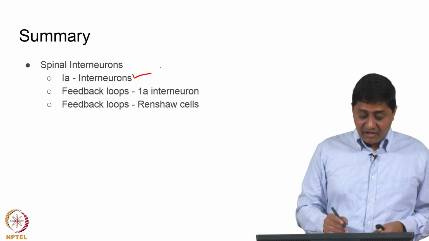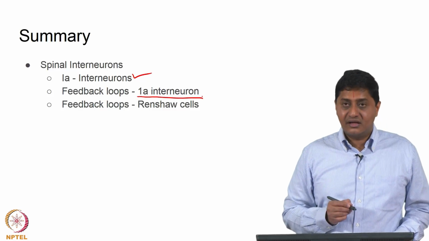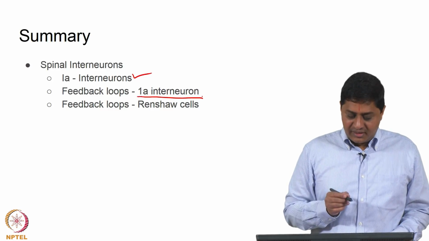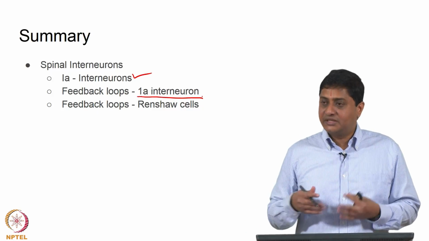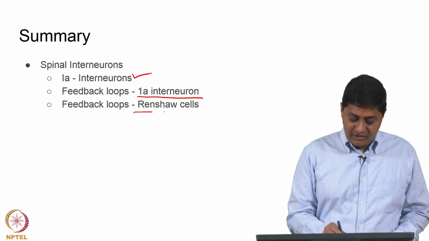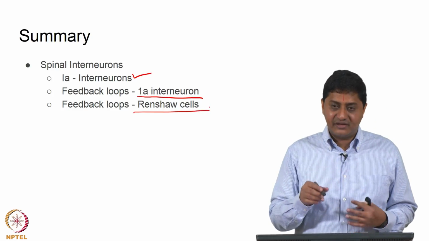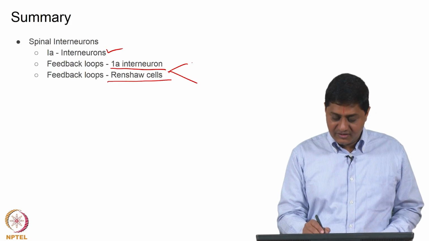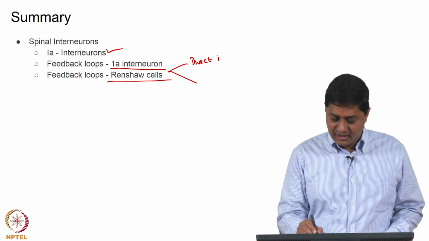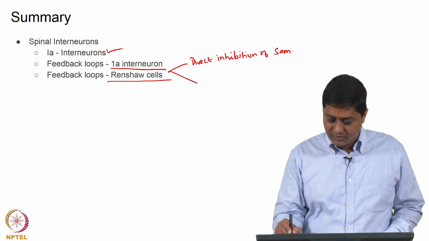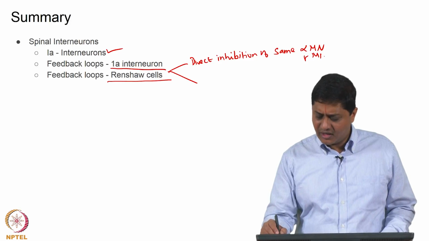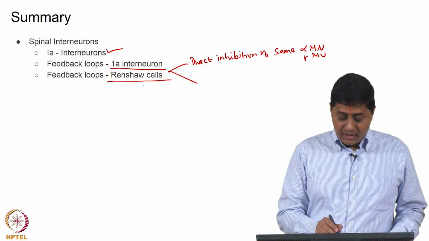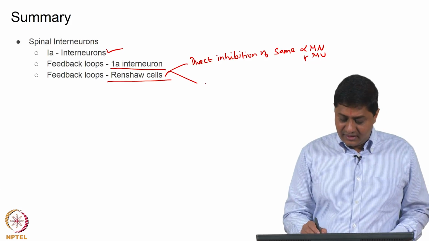And feedback loops concerning 1A interneuron, there is one that involves reciprocal inhibition between two muscles, for example, and this exists throughout the body in multiple muscles. Okay. And then feedback loops involving Renshaw cells, the one that involves a smaller feedback loop, so there are two of these. One involves direct inhibition of the same alpha motor neuronal pool, that is what we saw, alpha motor neuronal pool and gamma motor neuronal pool, just the motor neuronal pool.